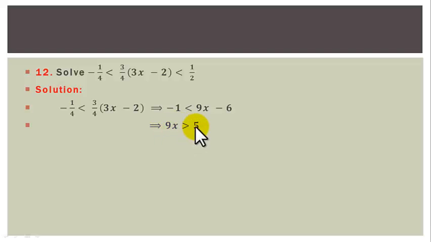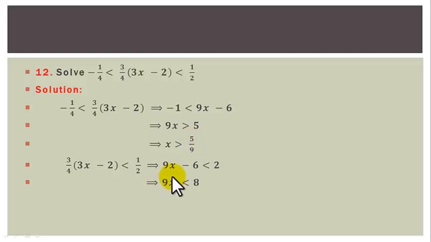Now, dividing both sides of this inequality by the coefficient of x, which is 9, this will give us x is greater than 5 all over 9. Now, let us consider the second part of the inequality. 3 over 4 times 3x minus 2 is less than 1 all over 2. Again, the LCM of 4 and 2 here is 4. So if we multiply both sides of the inequality by 4, 4 will cancel here to give us 3 times this. So 3 times 3x is 9x, 3 times minus 2 is minus 6, is less than, multiplying 1 over 2 by 4, 2 will cancel 4 to give us 2.